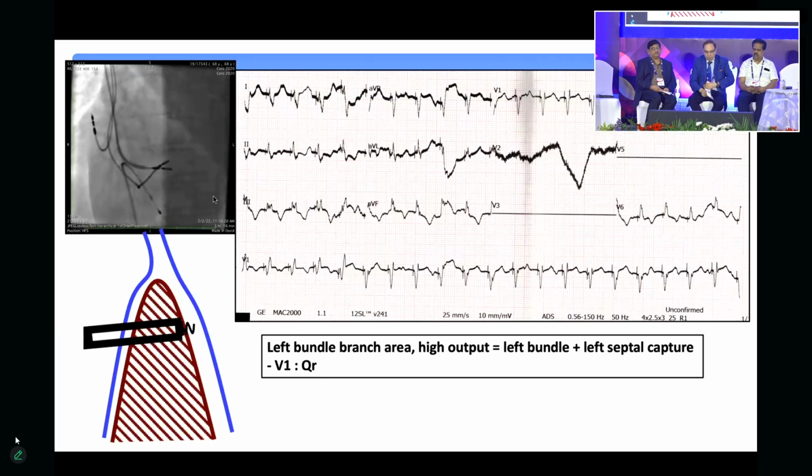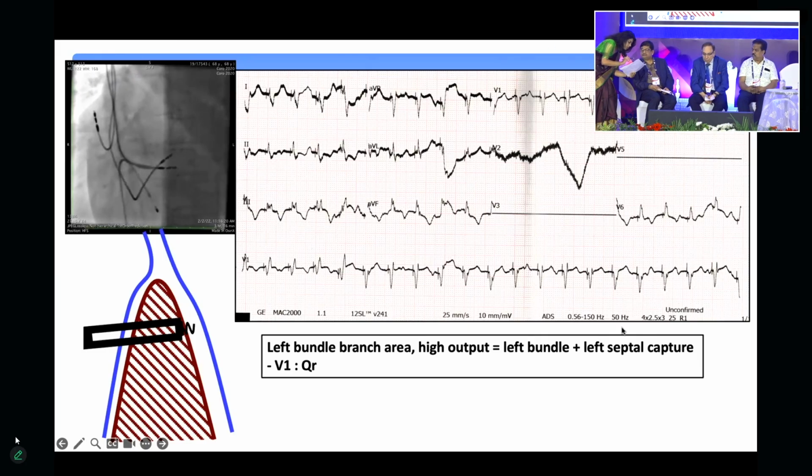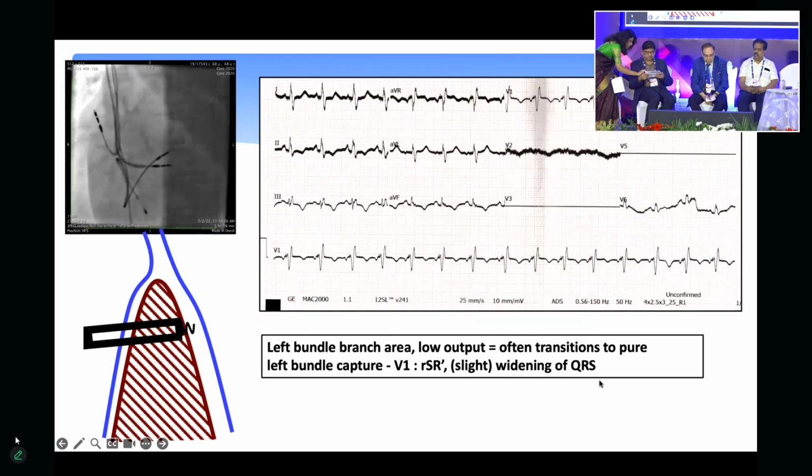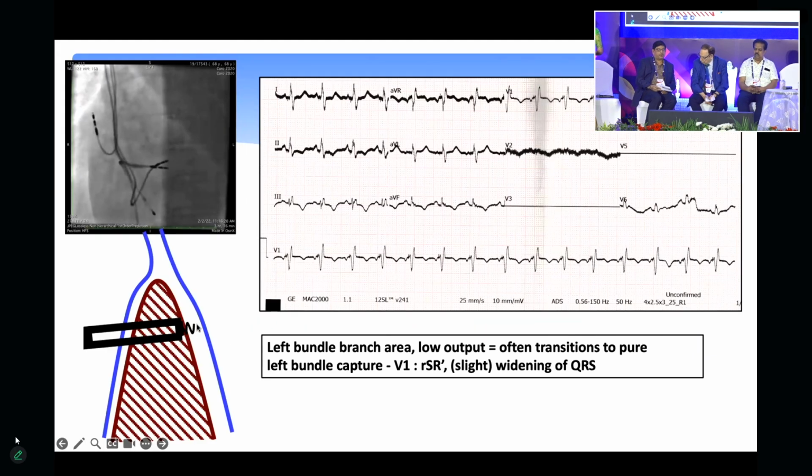In this situation, if you used a very low output to pace, you might capture only the left bundle without capturing this area. So you get an R. At a high output, you will capture the septum and the left bundle, you get a QR. Once you drop the output, you will start capturing only this area. So the QR in V1 will change to RSR dash. So the morphology you will get will depend on whether you are pacing just above the threshold. When you record the ECG, please record it by pacing just above the threshold.